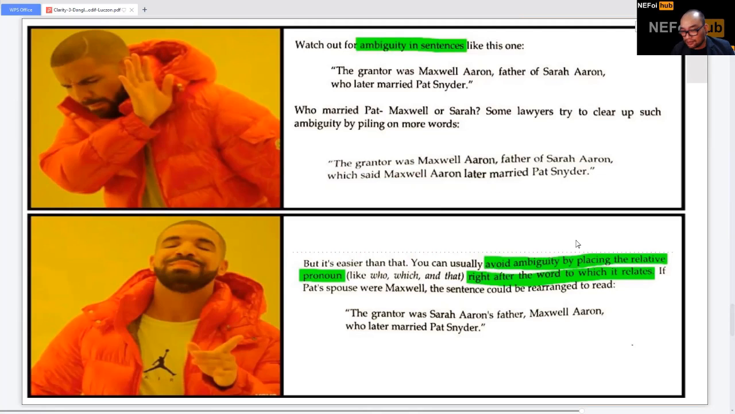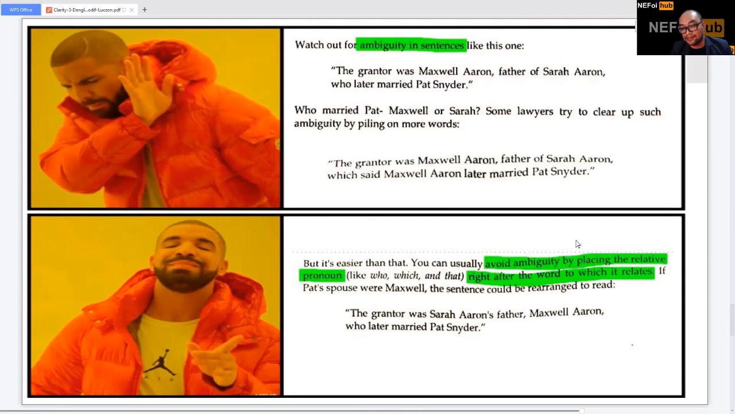Example here: "The grantor was Maxwell Aaron, father of Sarah Aaron, which said Maxwell Aaron later married Pat Snyder." So it's somewhat confusing. But dealing with this, the solution is basically avoiding the ambiguity by placing the relative pronoun such as who, which, and that right after the word to which it relates.